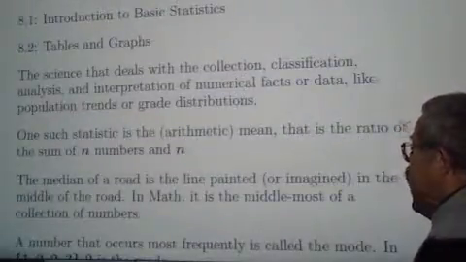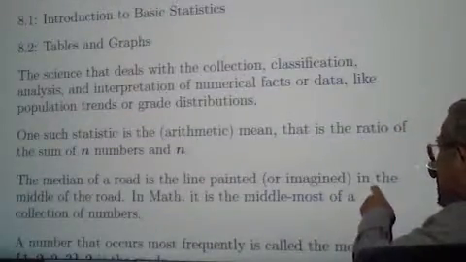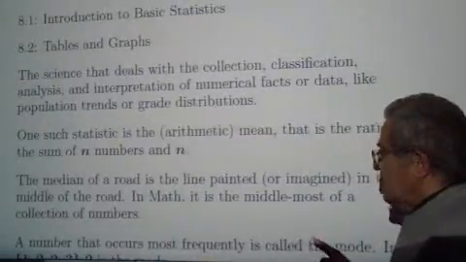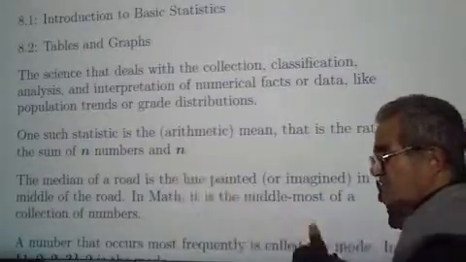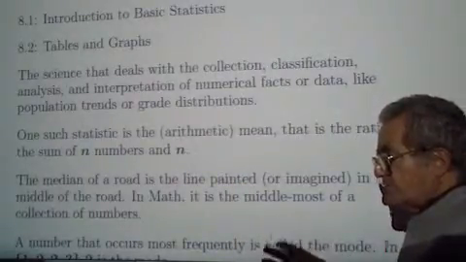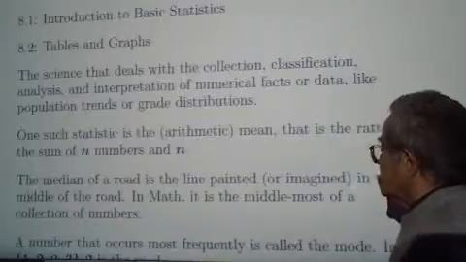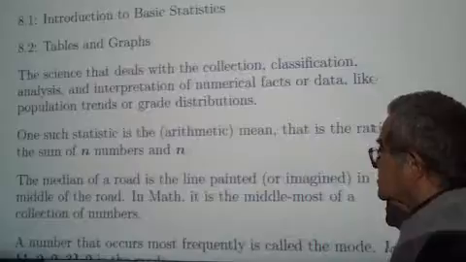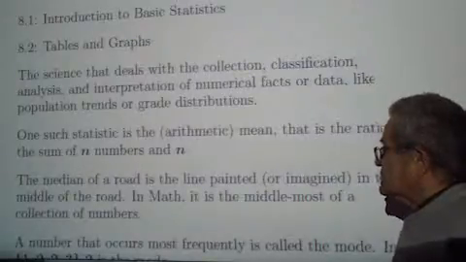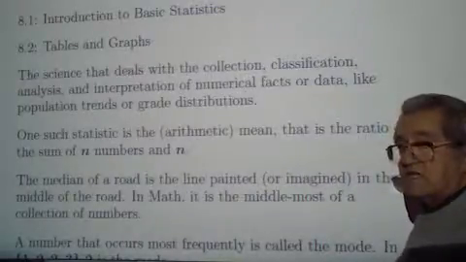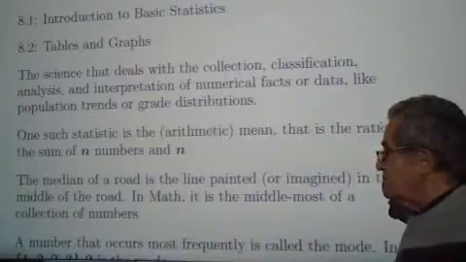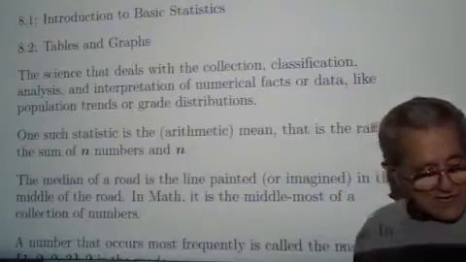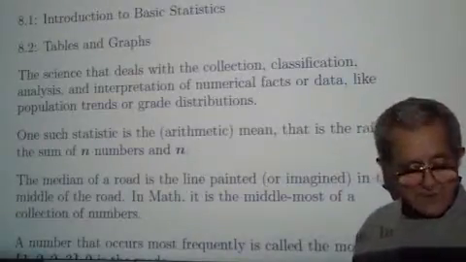The median of a road is a line painted or imagined painted in the middle of a road. Imagine a two-way highway. You have traffic going one way and traffic coming the other way, and they are on opposite sides of the median, the painted line. In math, the middlemost of a collection of numbers is the median, not the mean. So, just like on the road, you have the middlemost number.